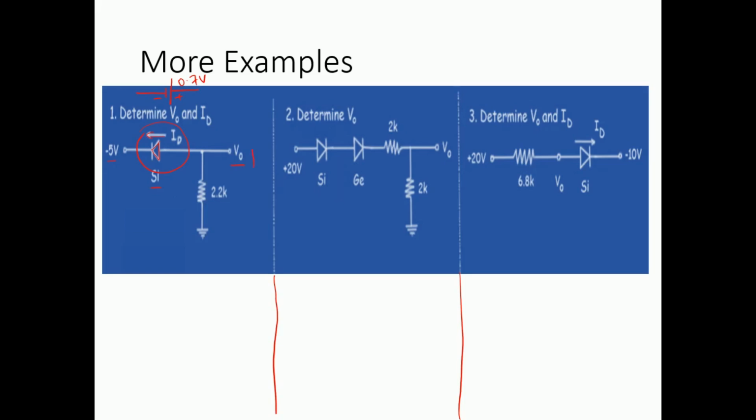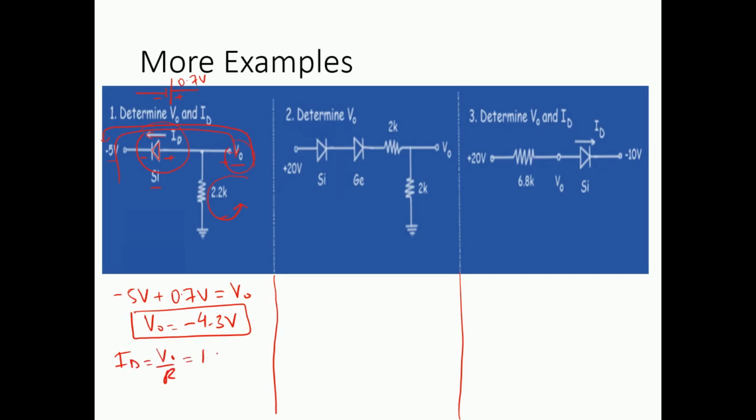If we apply KVL on this loop, we can go in either direction, counterclockwise or clockwise. It's up to you. If you are comfortable with the clockwise, you can go in this direction as well. So minus 5 volts plus 0.7 volt is equal to V0, and thus V0 comes out to be minus 4.3 volts. This is the KVL applied. Similarly, to find the current, we can just use Ohm's law. The current ID is going to be V naught by R, and it comes out to be 1.95 milliamps. So this is the solution for the current and the voltages.